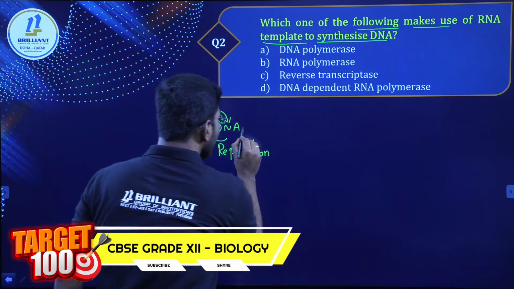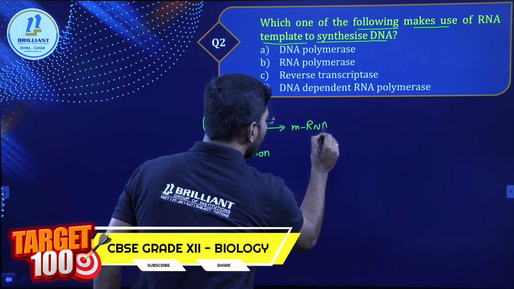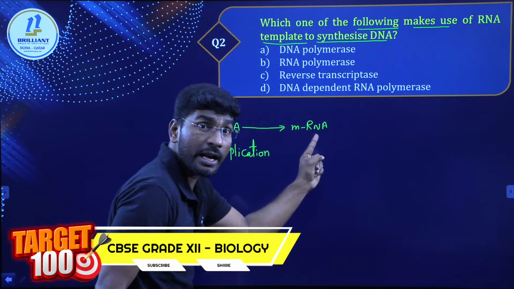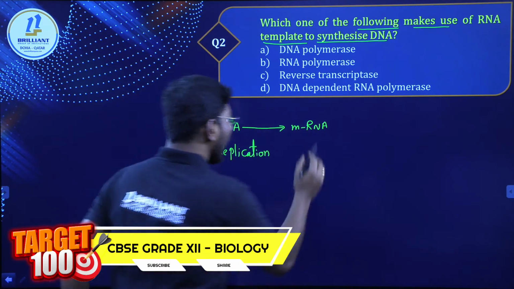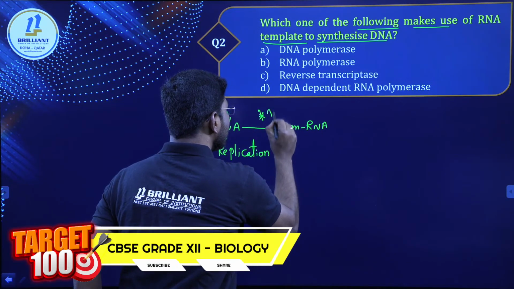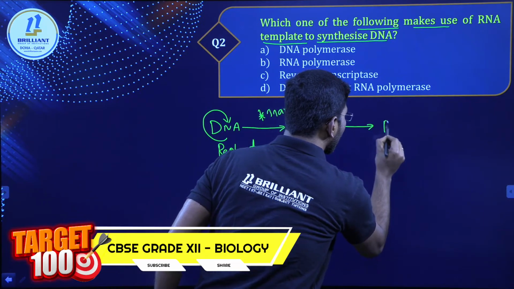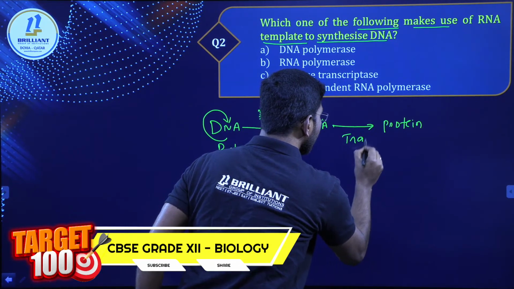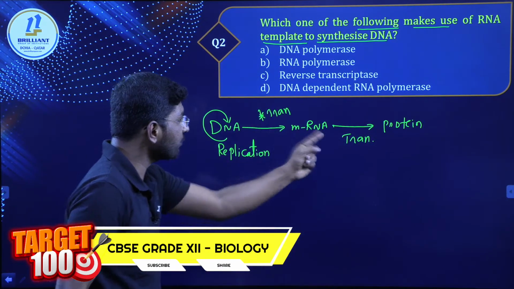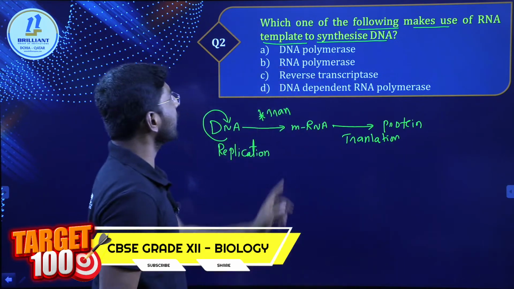Fine. So DNA to the formation of mRNA, here we can write what? DNA dependent RNA polymerase enzyme, or simply the RNA polymerase enzyme. And this process is called transcription, right? mRNA to the direct formation of protein, this protein formation is called translation, right? This is transcription and this is translation. Fine. Look at the question they are asking.